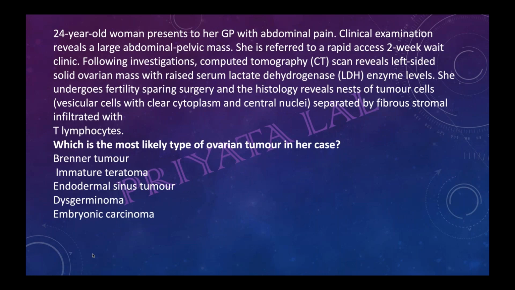A 24-year-old woman presents to the GP with abdominal pain. Clinical examination shows a large pelvic mass. CT scan showed a left-sided solid ovarian mass. With a rise in LDH enzyme, she undergoes fertility sparing surgery. Histology shows cells with clear cytoplasm and central nuclei, separated by fibrous septa infiltrated with lymphocytes. What could be the tumor in her? Dysgerminoma. Yes.